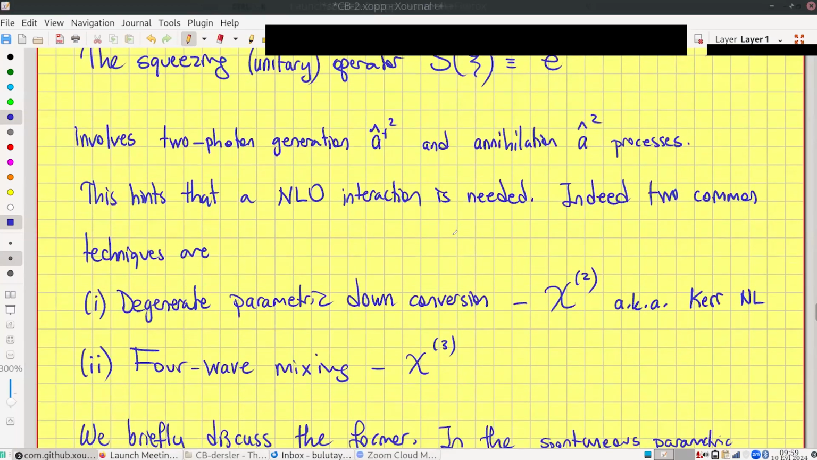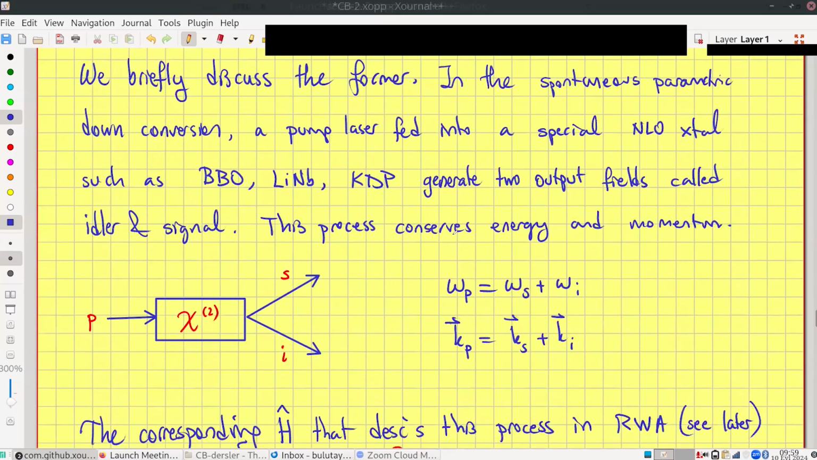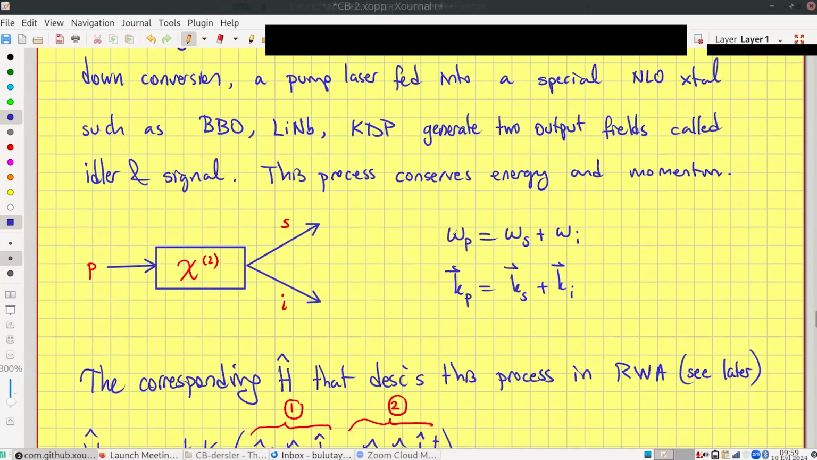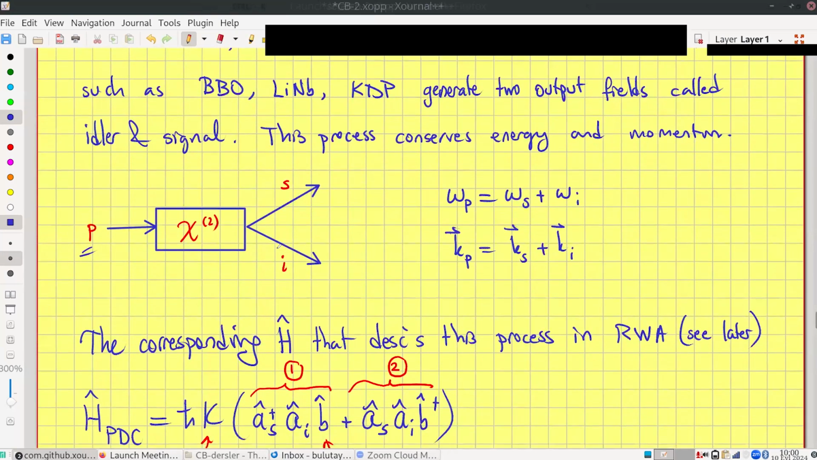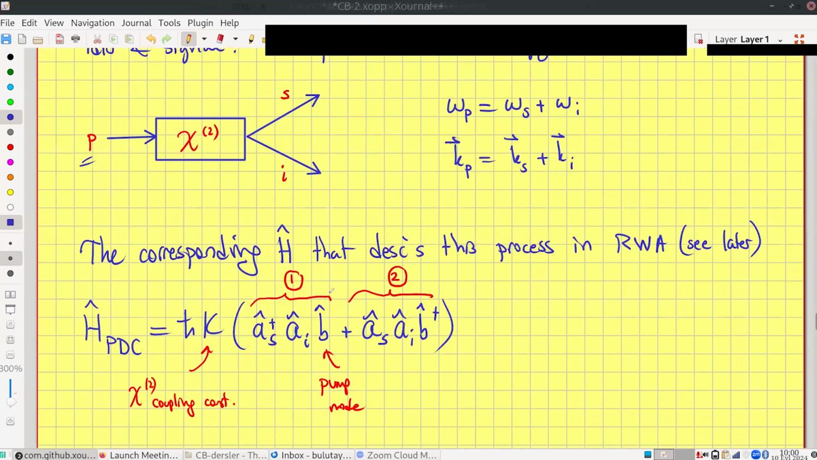So how would you generate squeezing? As I said, it requires a two-photon process, which Ozan Hoca mentioned. It's a Chi2 process. You have a pump laser, and out of this crystal, you have two photons that come out at half the frequency, whatever. And the Hamiltonian is so easy. You eat one pump photon, annihilate this, and you create an idler and a signal photon, and the Hermitian conjugate must also be there because this has to be an observable, so it must be Hermitian.